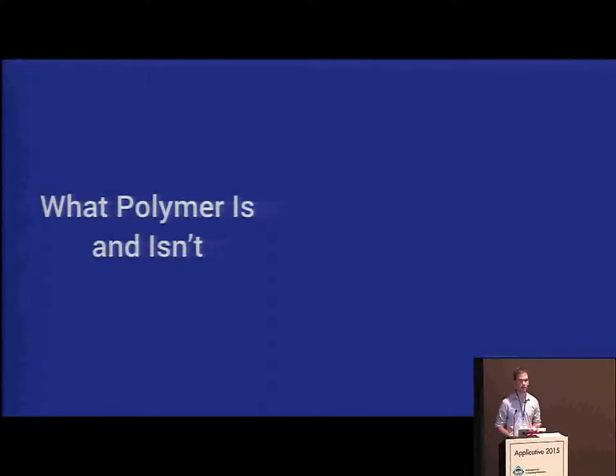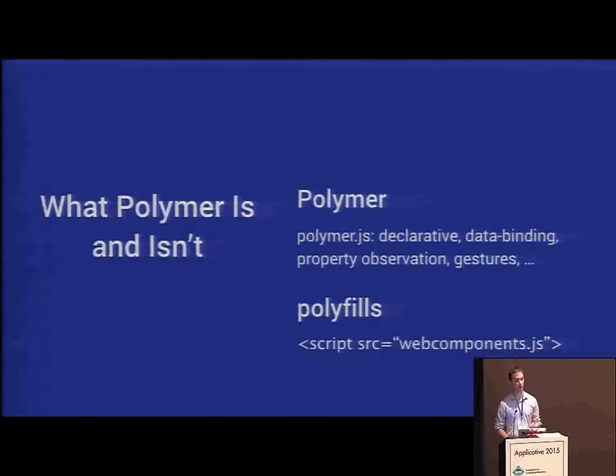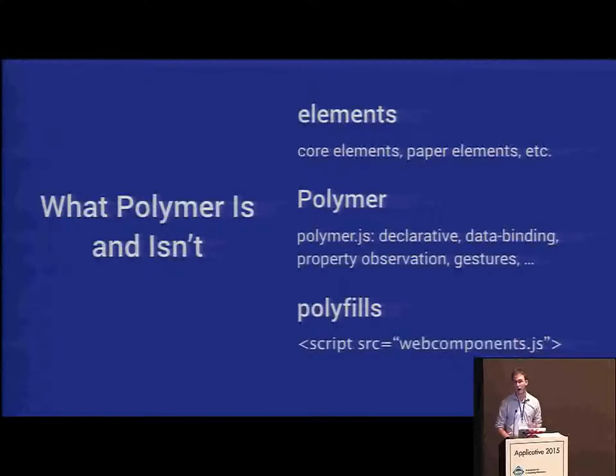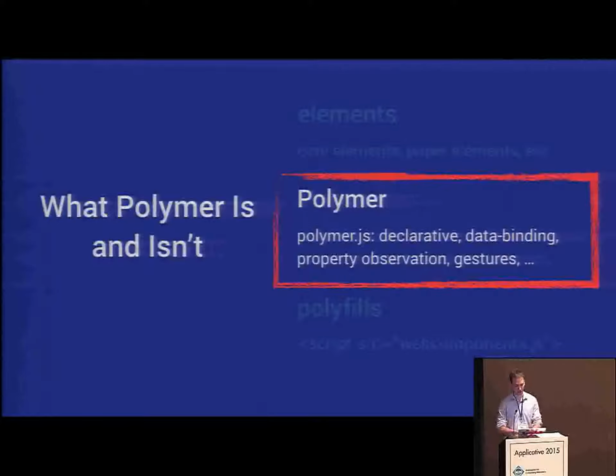So there are three typical layers that come along when we talk about Polymer. There's the polyfills layer, the Polymer library itself, and then there are elements built with Polymer. And I want to be really explicit up front that this middle thing, the library itself, is what I'm talking about when I talk about Polymer. Elements built with Polymer are their own world. They're whatever you want. And the polyfills themselves also are what allow Polymer to function, but it's not Polymer. When I talk about Polymer, I mean just the very thin library on top of web components.